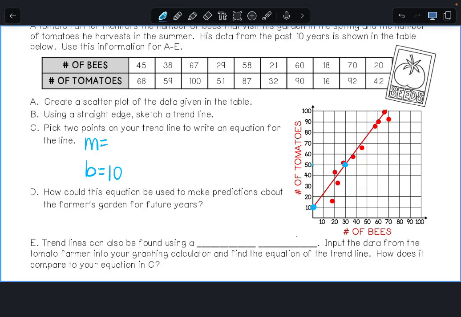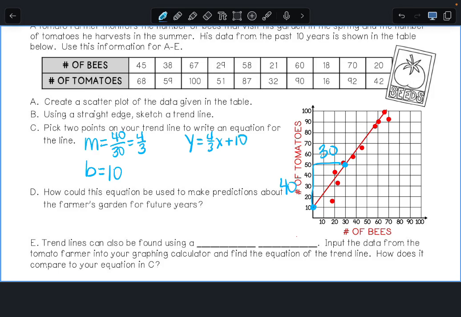What is the rise? Oh, that's ugly. 40, because they're counting by tens. What's the run? 30. And 40 over 30 simplifies to give what? 4 over 3. So the equation of this line is y is equal to 4 over 3x plus 10.